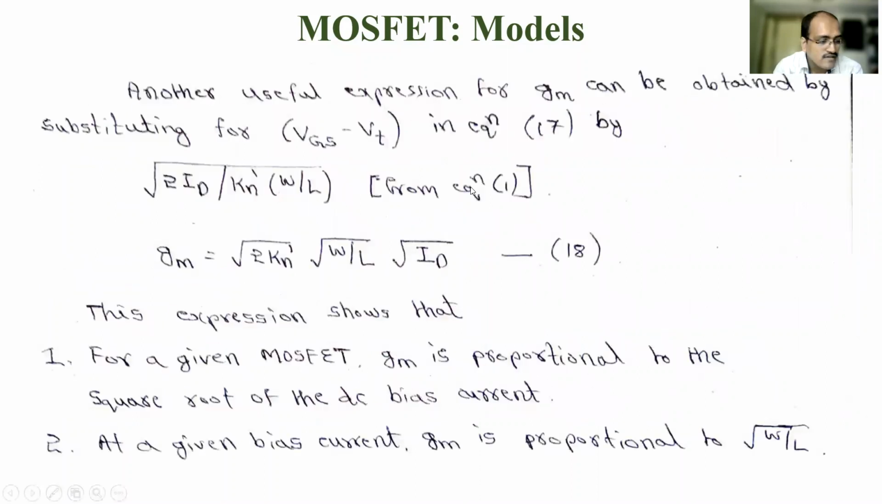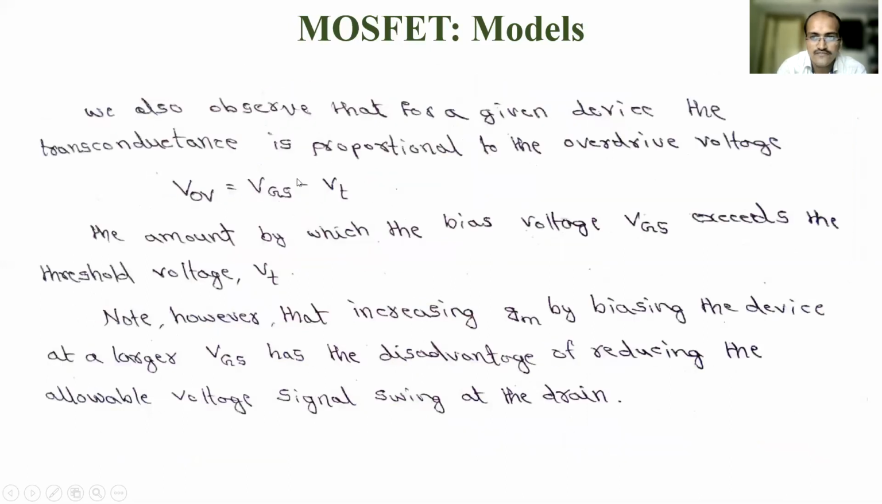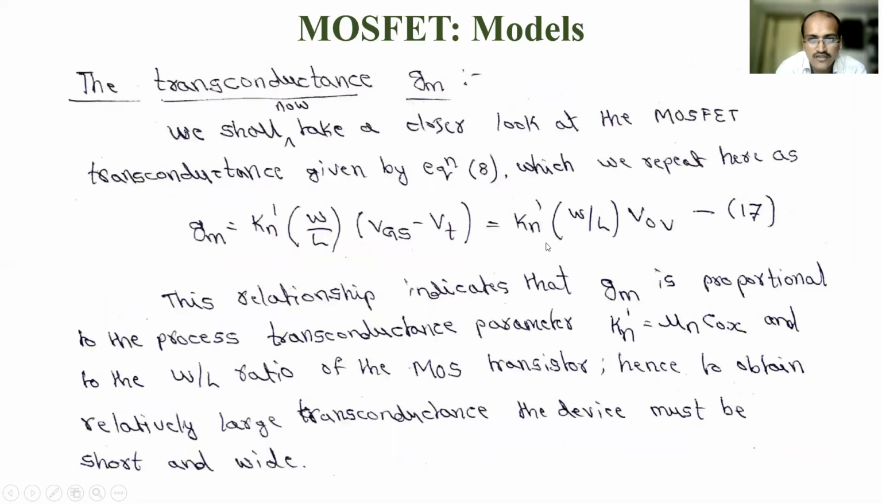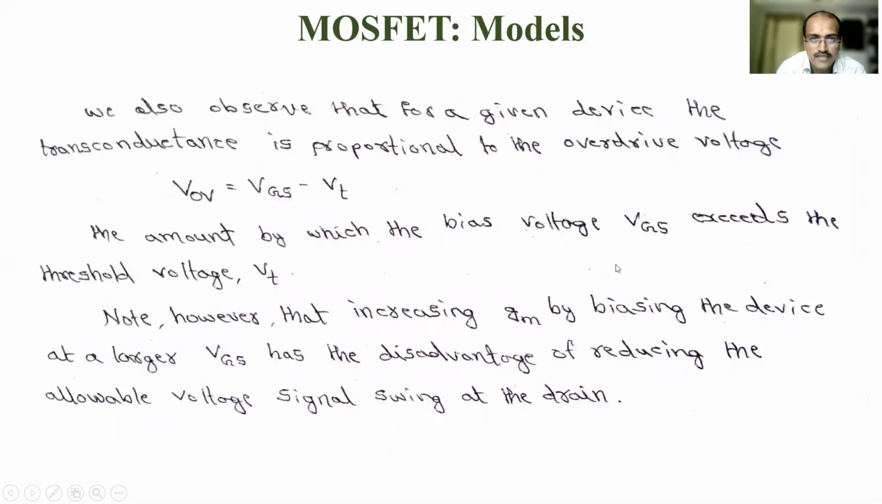Another useful expression for gm can be obtained by substituting VGS minus VT in equation 17. Previously I have shown VGS minus VT. Now I am modifying that equation. So I will substitute Vov here in gm, Kn dash W by L. I will show you what we are making.